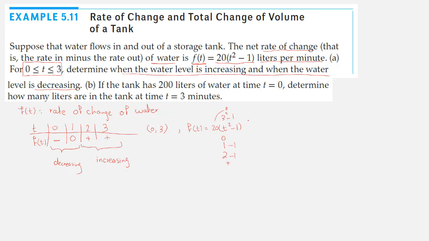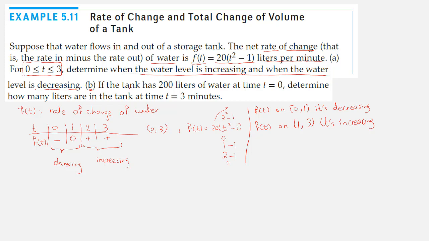So let's write it here: f of t on the interval from 0 to 1 is decreasing, and f of t on the interval from 1 to 3 is increasing, where these intervals are the time.